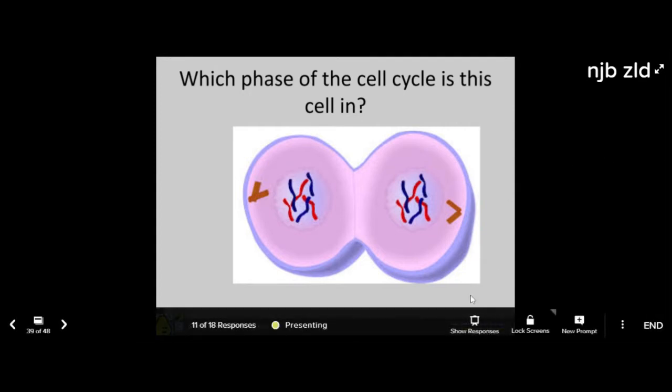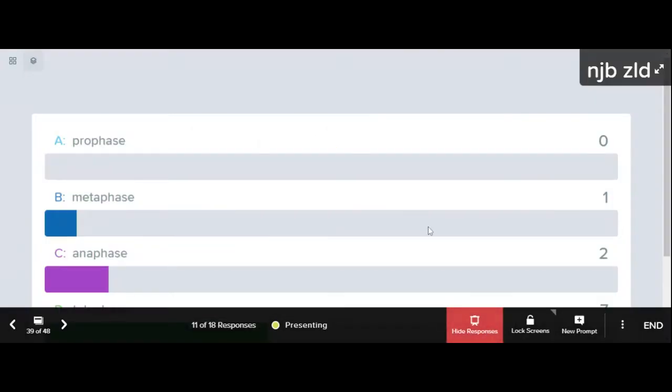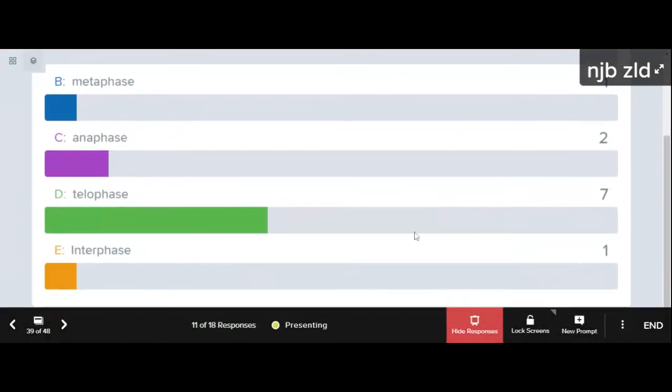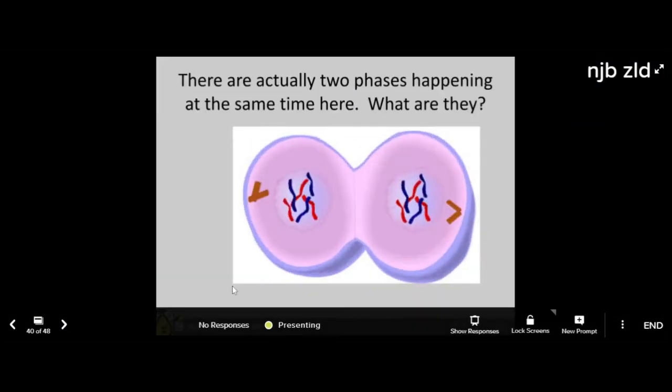All right, what phase? Telophase. Good. That's good. It's telophase. Good. You guys doing pretty well. You can tell because you got two new nuclei forming and the chromosomes haven't quite finished uncoiling yet. There are actually two phases happening here at the same time. What are they?